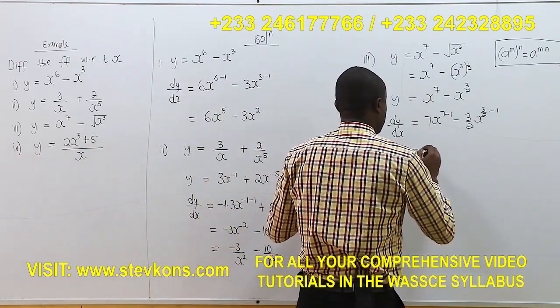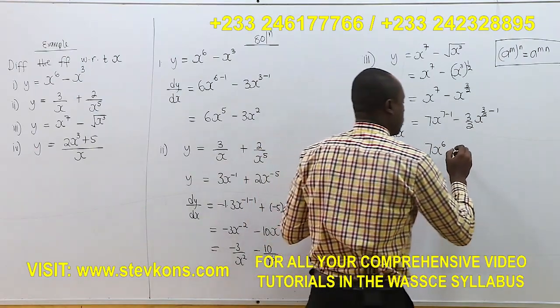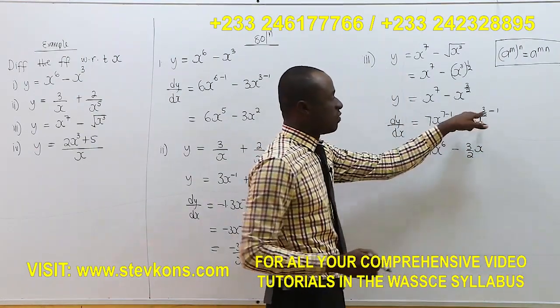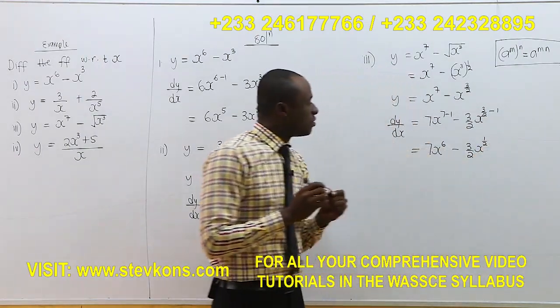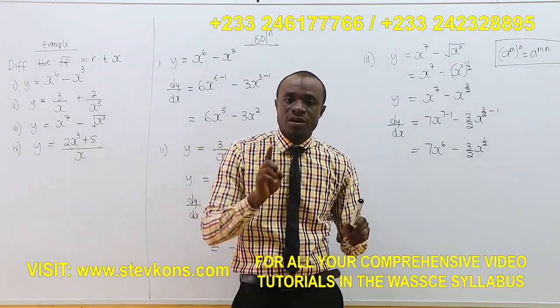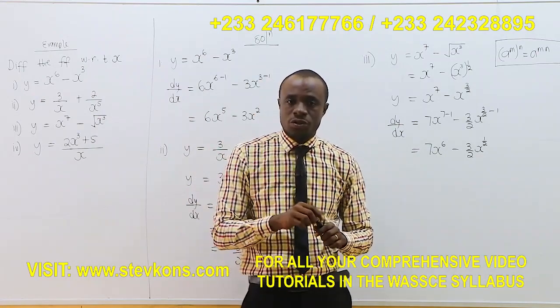And clearly, this is 7x to the power 6 minus 3 over 2 x^(1/2). Now, 3 over 2 minus 1 is 1 over 2. So that is our dy/dx. Very, very easy, very, very trivial. I would urge you, pause the video, try the questions on your own.